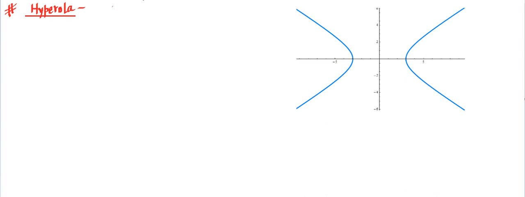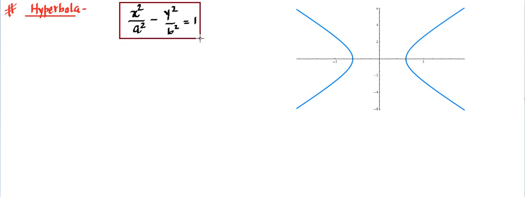Next relation or function, or you can call geometry, is hyperbola. And its equation also involves x square term and y square term. So we can remember that equation is x square upon a square minus y square upon b square is equal to 1. So it's very similar to what we talked about for ellipse, but there is a minus in between. If a minus comes in between, that becomes hyperbola.